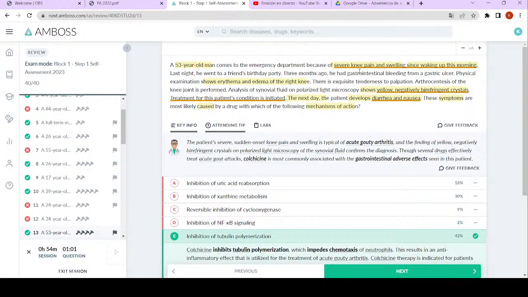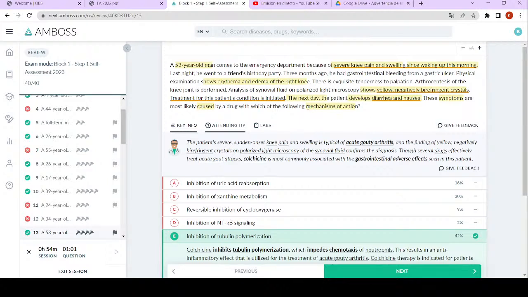This is something important. He had a GI bleeding from a gastric ulcer. So you are not thinking to give him an NSAID. Show erythema and edema on the right knee. Show yellow negative birefringent crystal. So you know this is from gout when you see this. The treatment for this patient condition is initiated. The next day, the patient developed diarrhea and nausea, the symptoms most likely caused by the drug with which of the following mechanism of action.